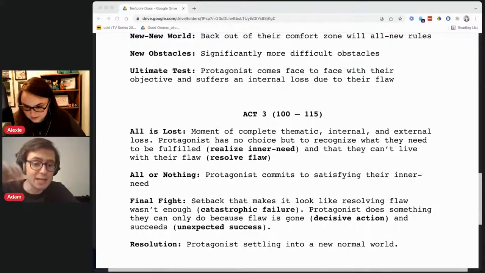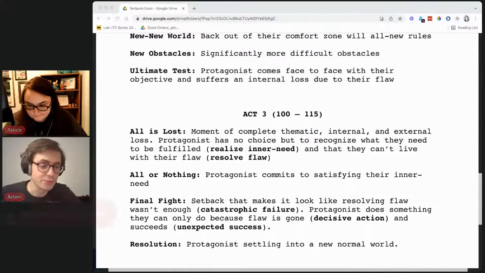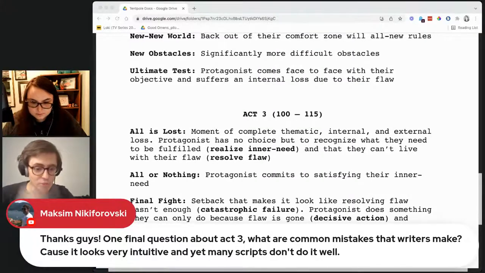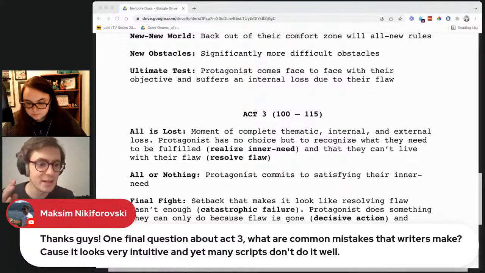The key is to never lose track of the emotional reality of the characters. So the flaw, inner need, dynamic. Just don't lose track of that. There are so many bad final fights that are completely devoid of a decisive action tied to inner need. It's sort of like, and then he just kills them. Great. And they save the world. It's like, well, okay, but what did that have to do with his daddy issues?